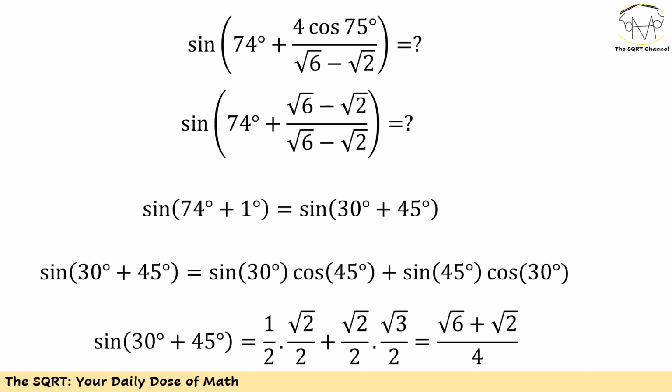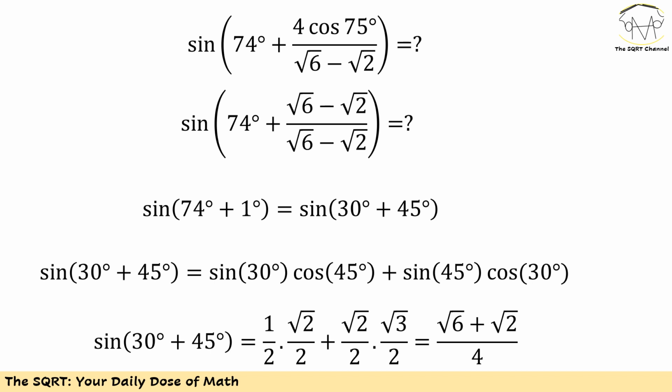Now let's stop here and look back at what we had. So by now we got these 4 times cosine of 75. Since cosine of 75 was radical 6 minus radical 2 over 4, if we multiply that by 4, we are going to end up with radical 6 minus radical 2. And then we need to divide that by radical 6 minus radical 2. So at the end, we are going to end up with sine of 74 degrees plus 1 degrees. Obviously, it's going to be sine of 75 degrees.